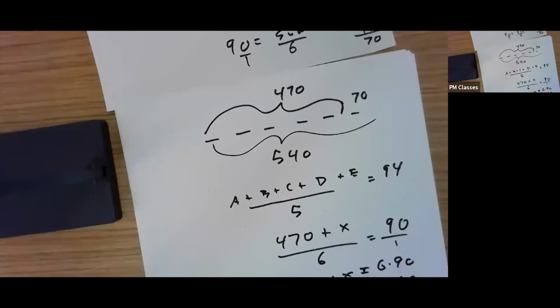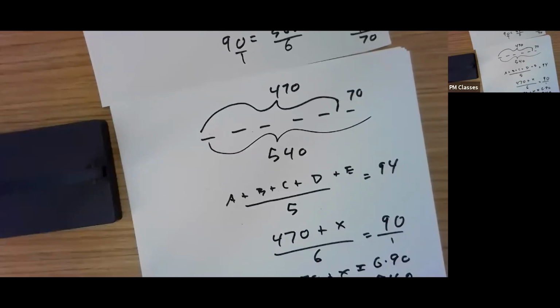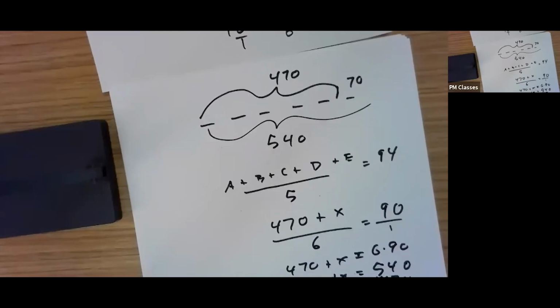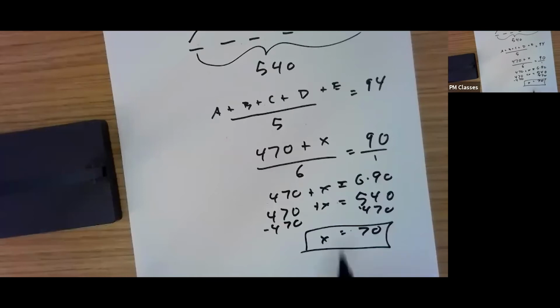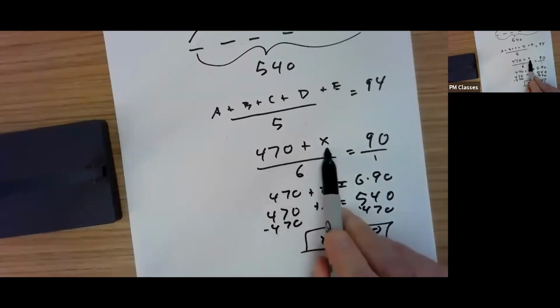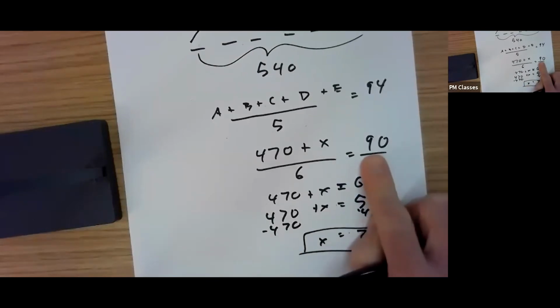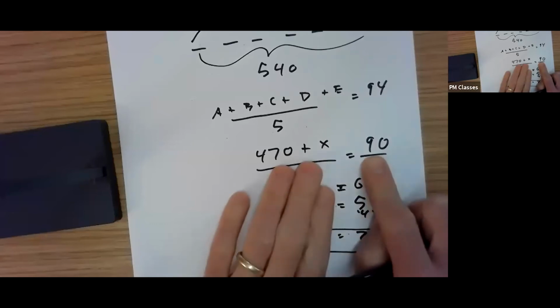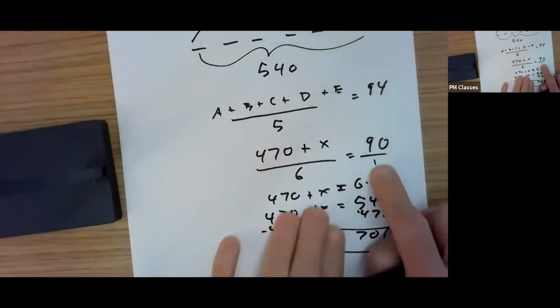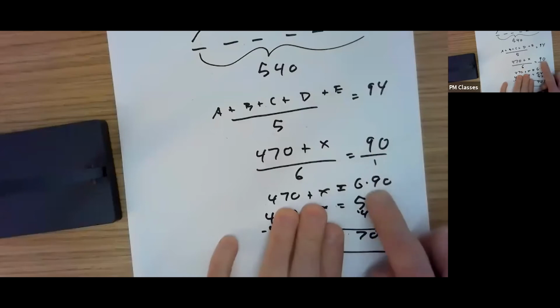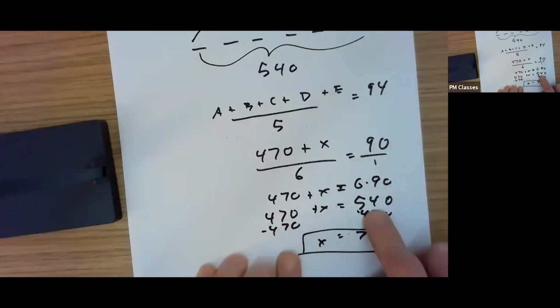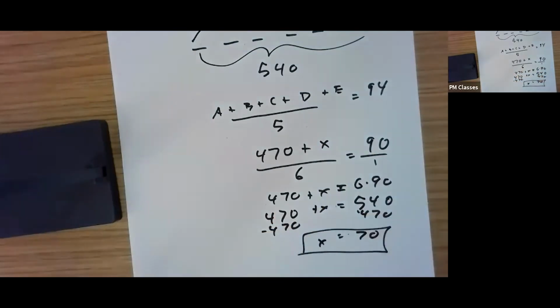This is just more of an equation, which some people prefer. I kind of like my way better, but that's okay. Minus 470 minus 470, and X equals 70. Okay? X equals 70. So again, 470 plus X divided by 6 equals 90. Cross multiply. 470 plus X times 1, 470 plus X equals 6 times 90 equals 540. Minus 470 minus 470, I get X equals 70.